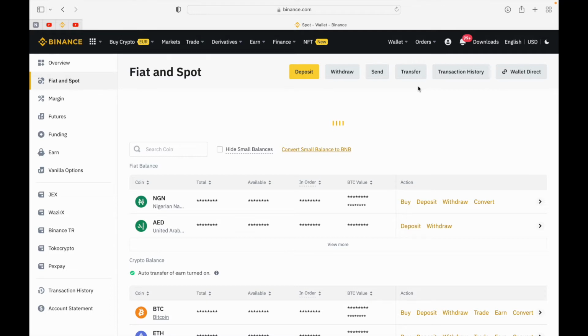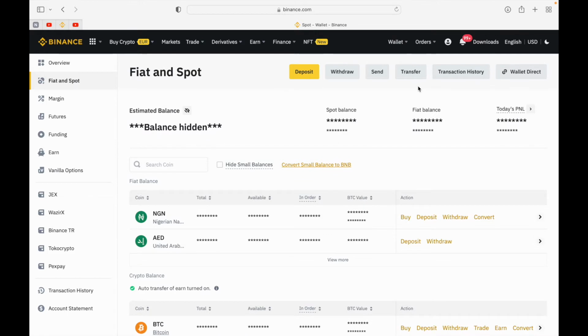Some people might be wondering, what is fiat? Fiat is your country's local currency. Like my country's local currency is NGN, Nigerian Naira. So this is the fiat that will be existing in my wallet. There are some other options in the wallet here.